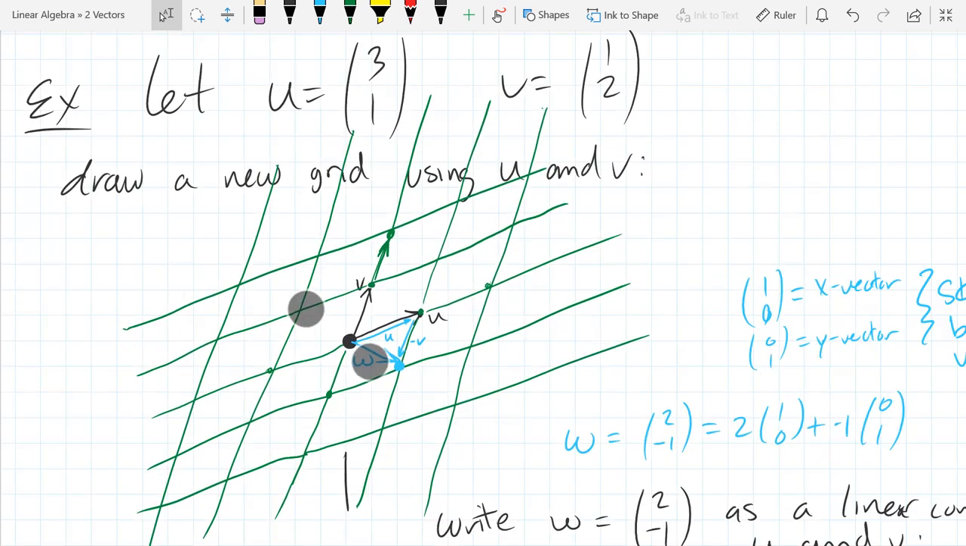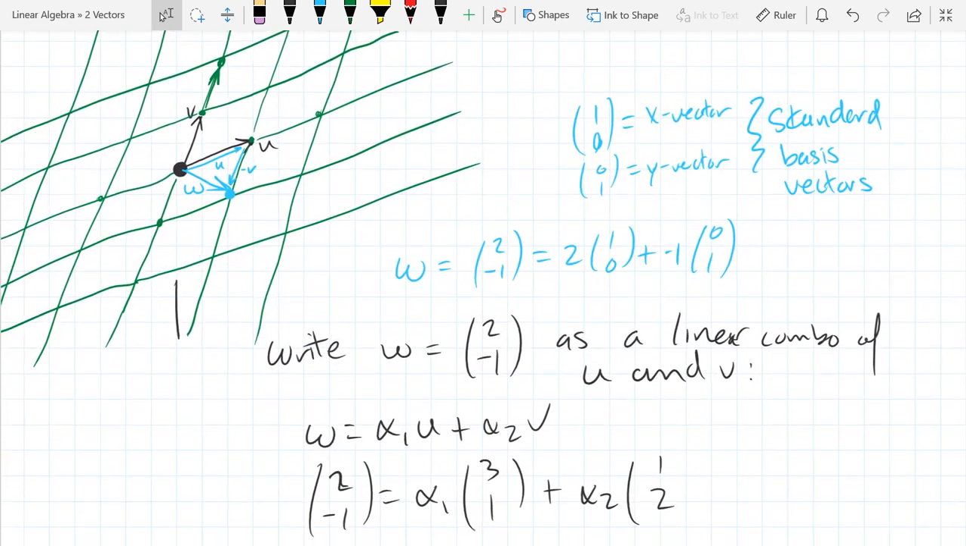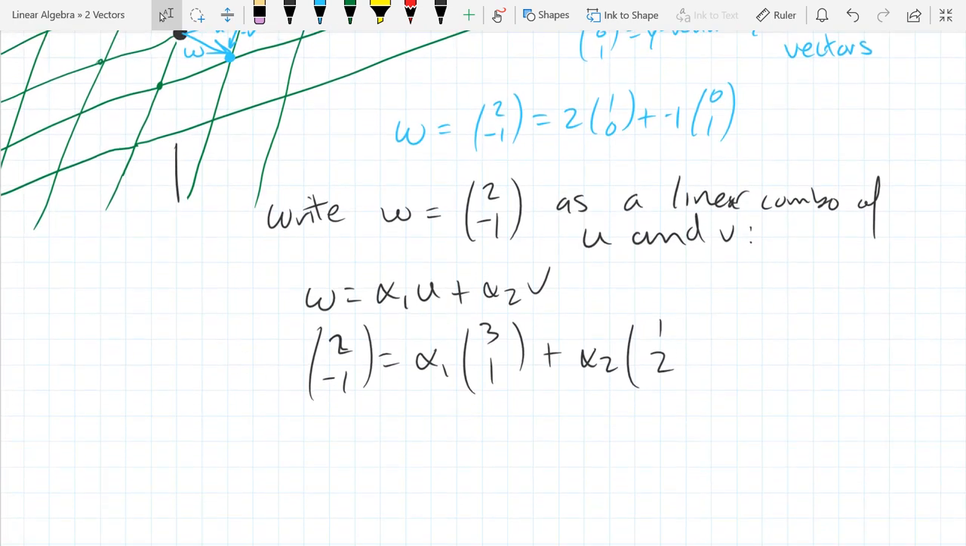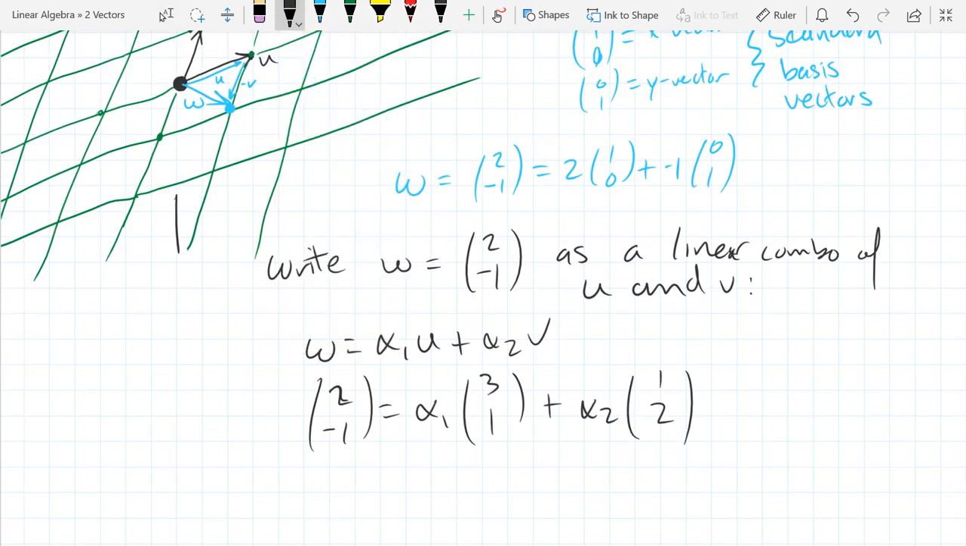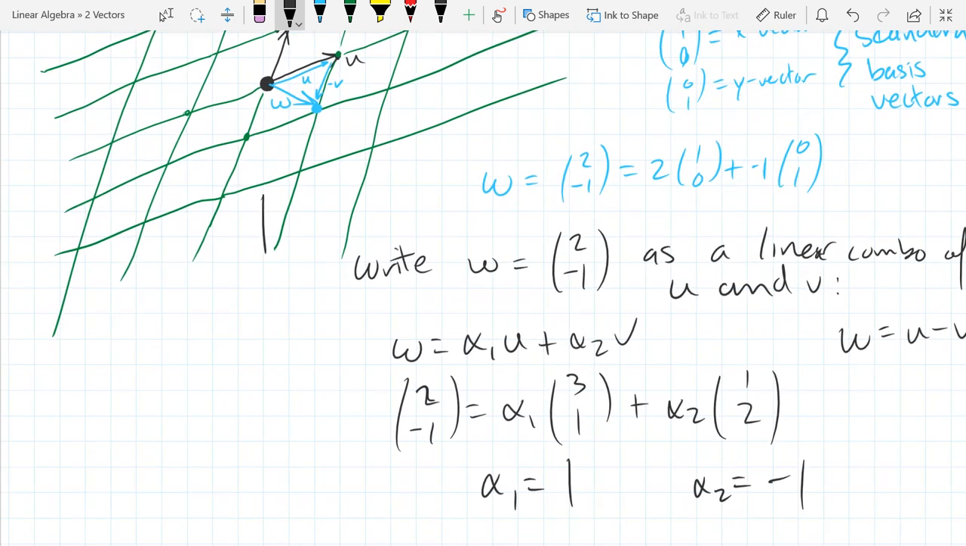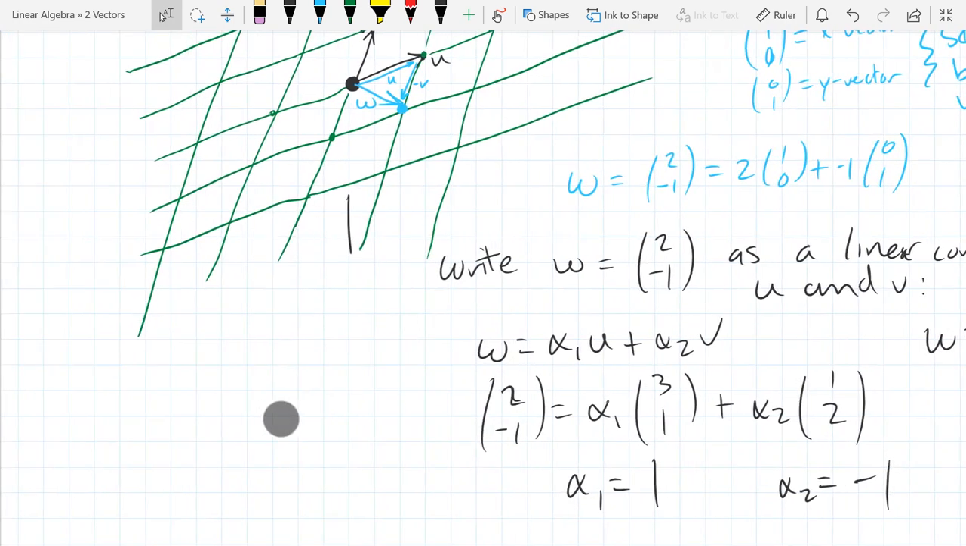So if we have a good graph, we can figure out what we need here for alpha 1 and alpha 2. So what does that mean for the value of alpha 1 and the value of alpha 2? So I just said w equals u minus v. So we got 1 and negative 1. So there are other ways we can do this. If we have a really nice graph and the numbers aren't so bad, we could look at the graph and figure this out. So let's do one more.